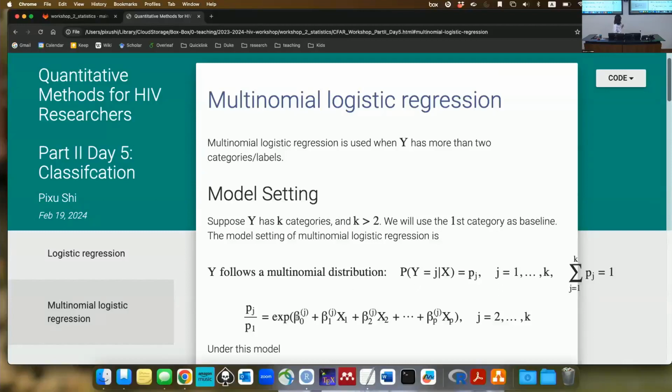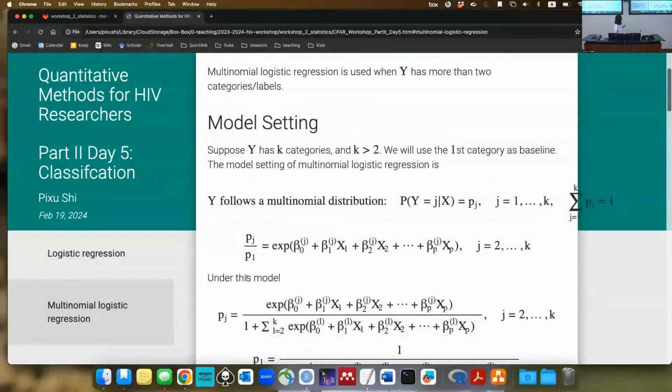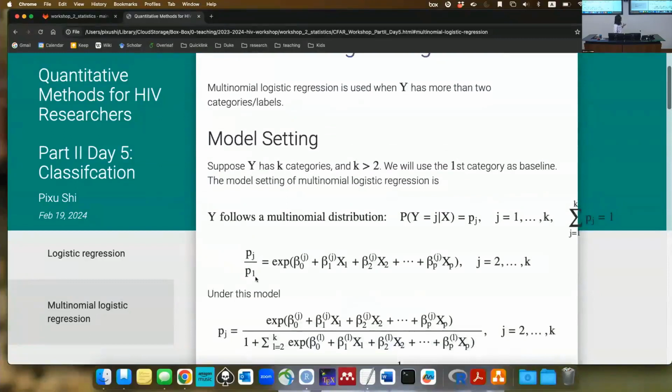And you will have one set of regression coefficients for J versus 1. You will have another set of coefficients for 2 versus 1, for 3 versus 1. So you actually have multiple sets of regression coefficients. It's going to model the contrast of each label versus the baseline label. And under this model, so you're modeling J versus 1, but you can actually do the algebra and obtain the equation for, for example, 3 versus 2, 4 versus 3. Those can all be obtained. It's just mathematically tedious.